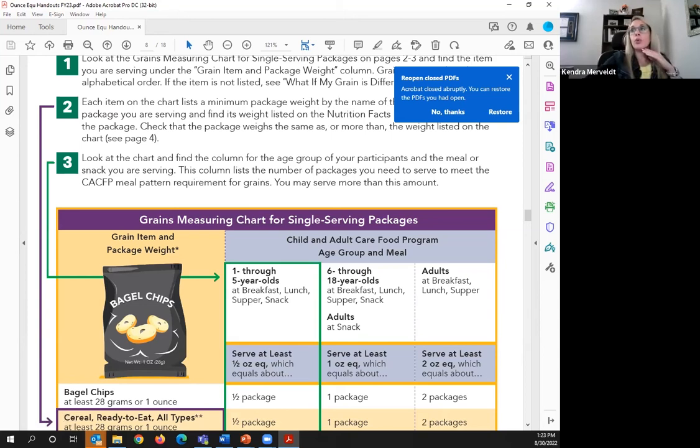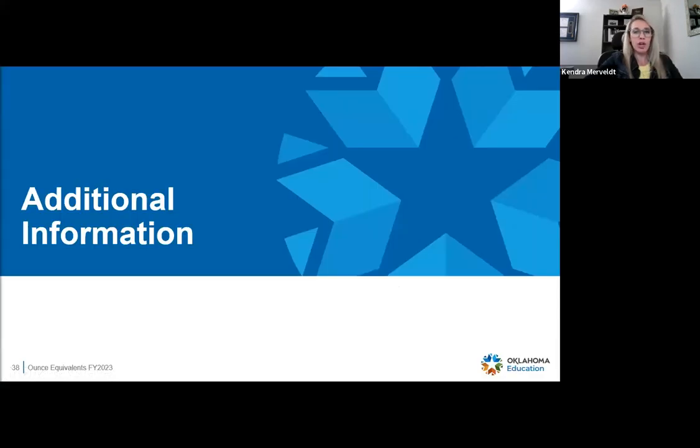We don't have a lot of people that do recipes and cook from scratch, and we don't have a lot with infants. A lot of times these are going to be the main sheets that you use to figure out if you're using ounce equivalent. And again, the main one you're really going to be looking at is that grains chart to ensure that you are serving enough.